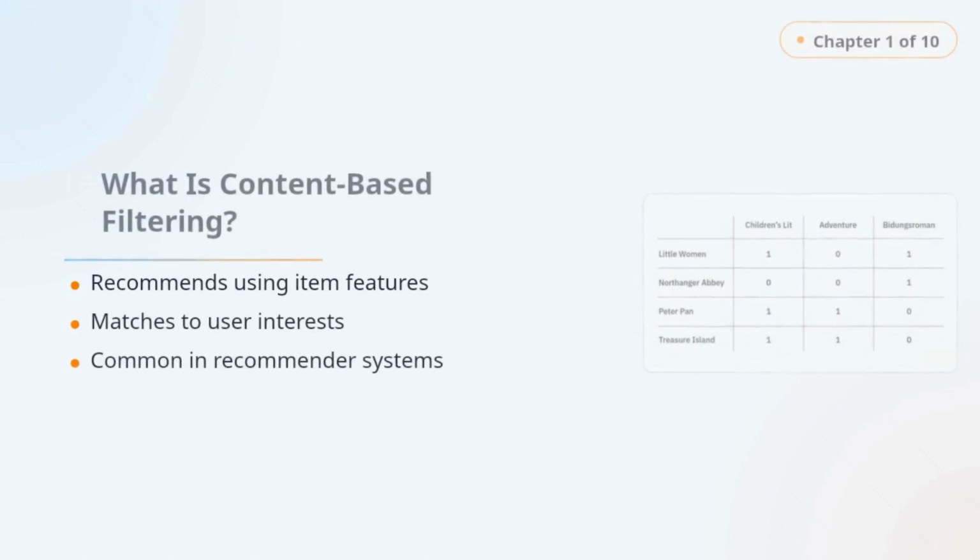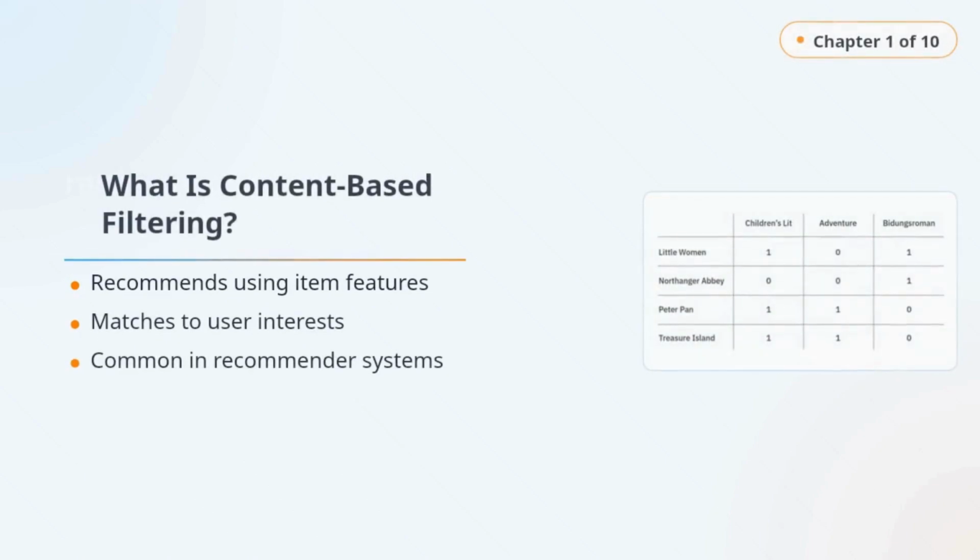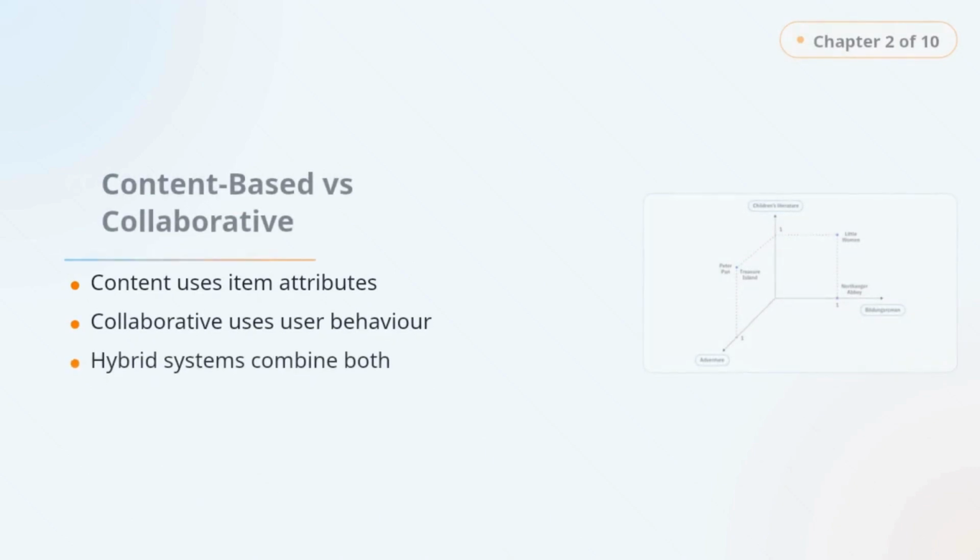Content-based filtering is a recommendation approach where the system suggests items based on their features. So if a user liked certain books, movies or articles, the system looks at the characteristics of those items and finds similar ones. In simple words, it recommends based on what the item is like, not mainly on what other users did.